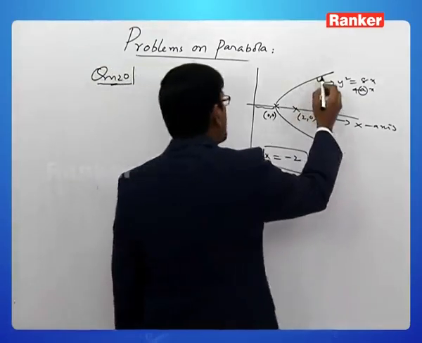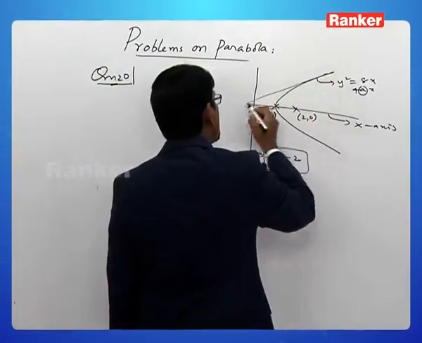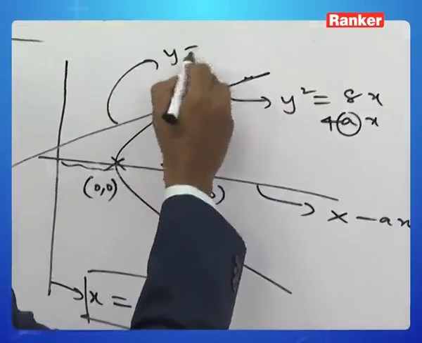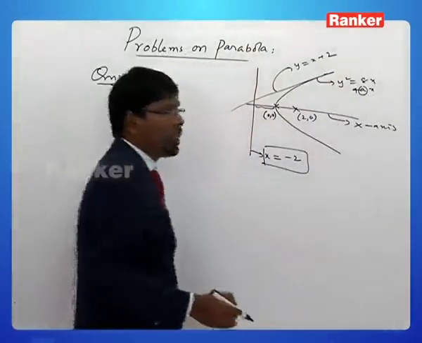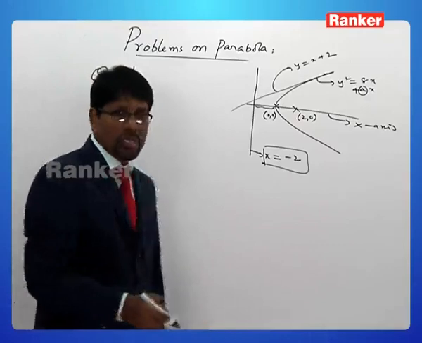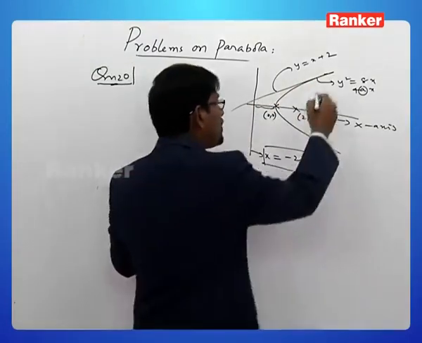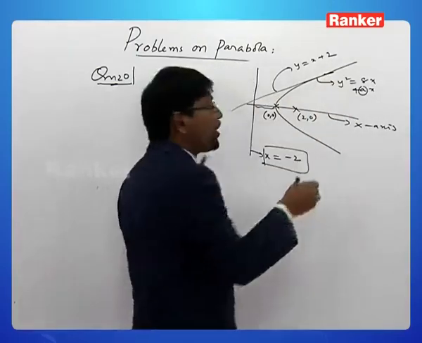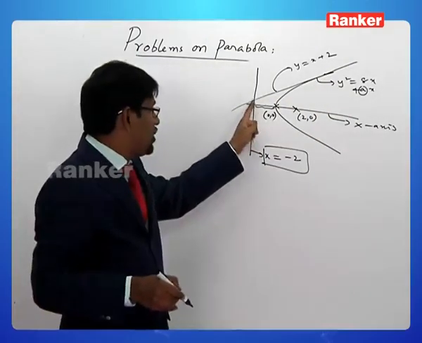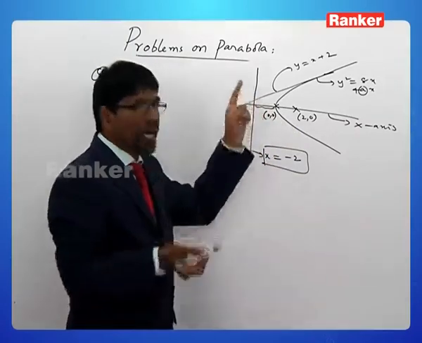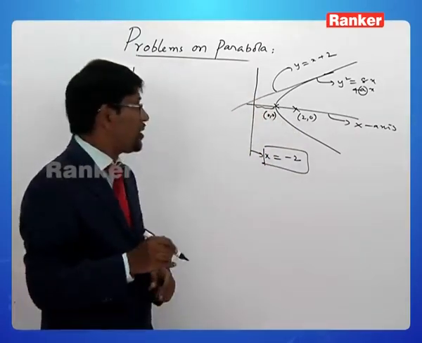Now we are given a tangent of the form y equal to x plus 2, so it has a slope 1. Now he says there are various points on this tangent from where we should draw another tangent to the same parabola so that the two tangents, this tangent and the other one, are perpendicular.